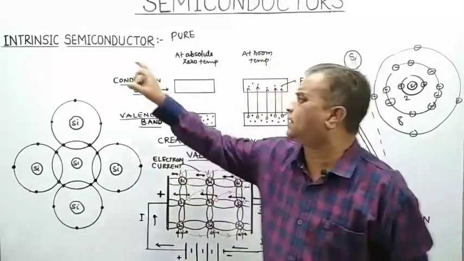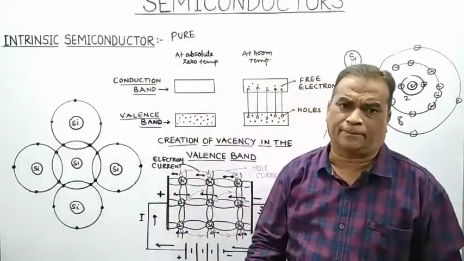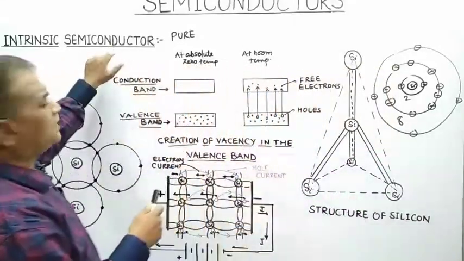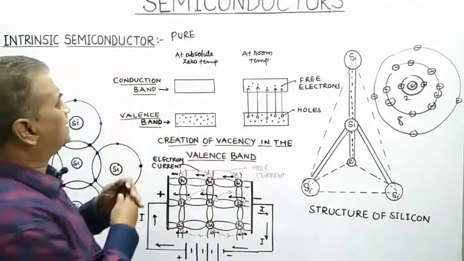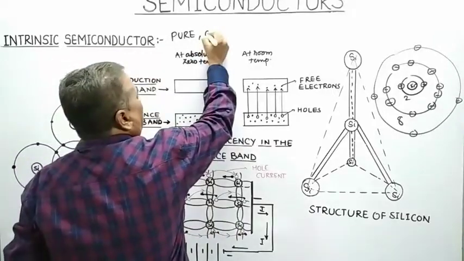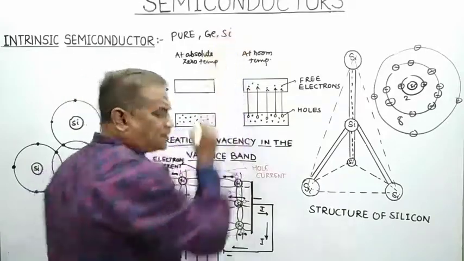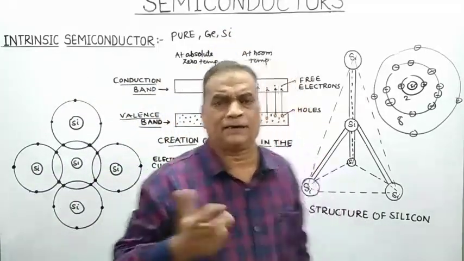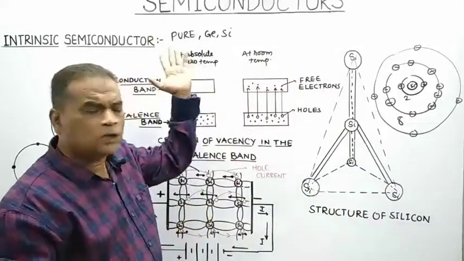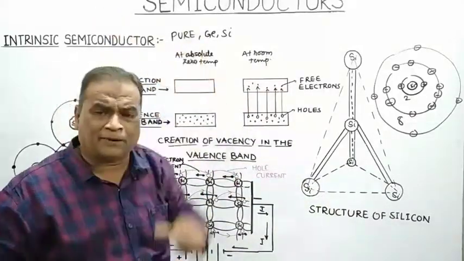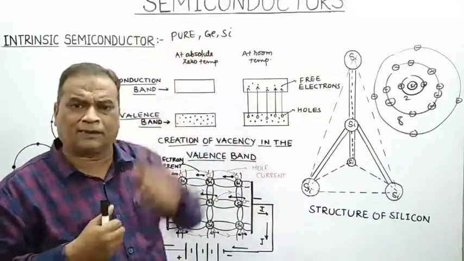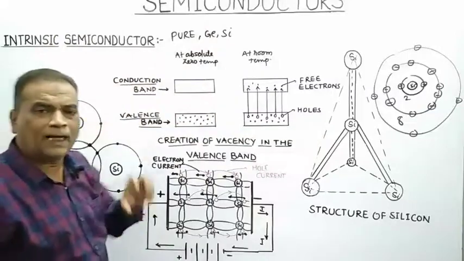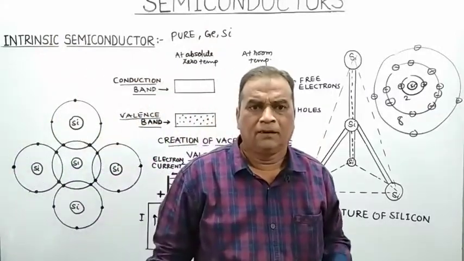So first we will discuss what is an intrinsic semiconductor. What do you mean by intrinsic semiconductor? A pure semiconductor, any pure semiconductor. It may be pure germanium. The most commonly used semiconductors are germanium and silicon. They are called common semiconductors. So a pure germanium crystal or a pure silicon crystal is nothing but an intrinsic semiconductor.